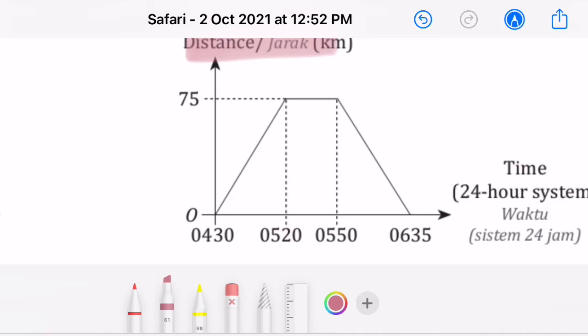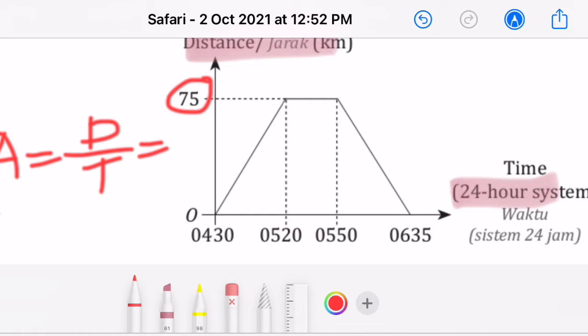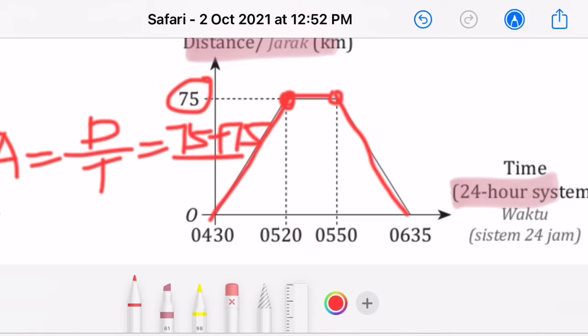Distance and time. Here it is a 24-hour system, so we have to work out the time, right? Average speed is distance over time. The distance is: go there, stop, and then come back, so it's 75 going and 75 coming back. The time taken is from 4:30 to 6:35.